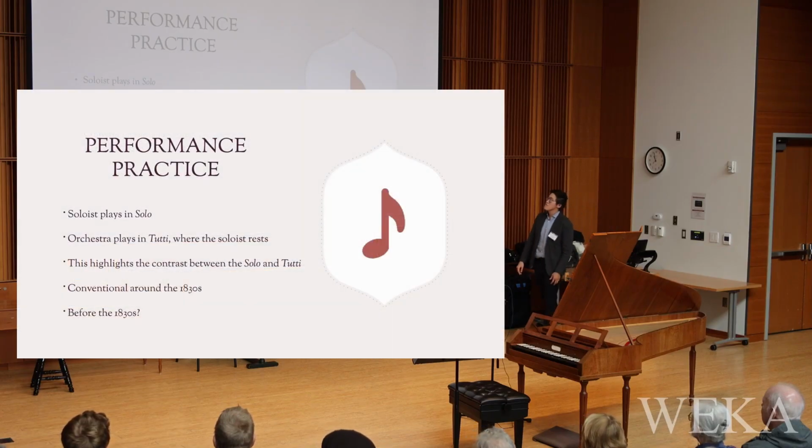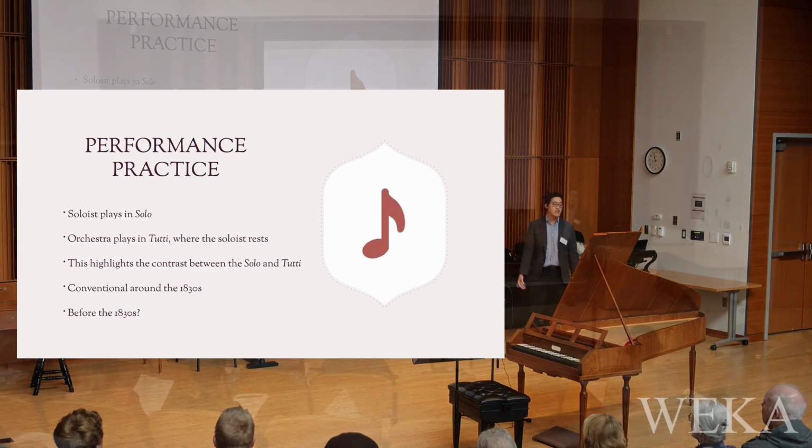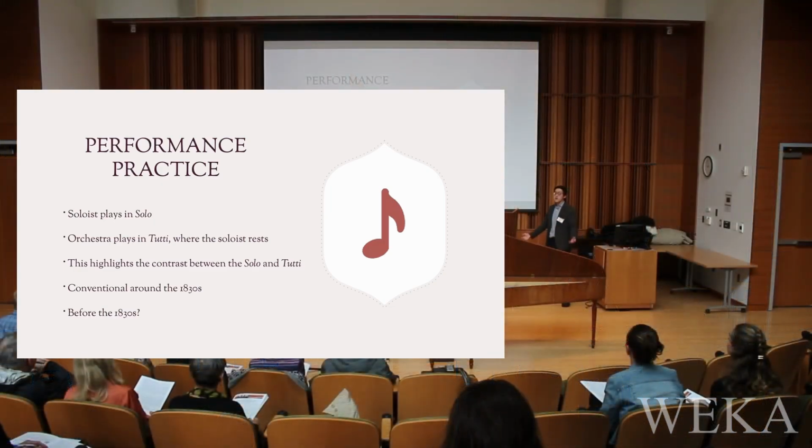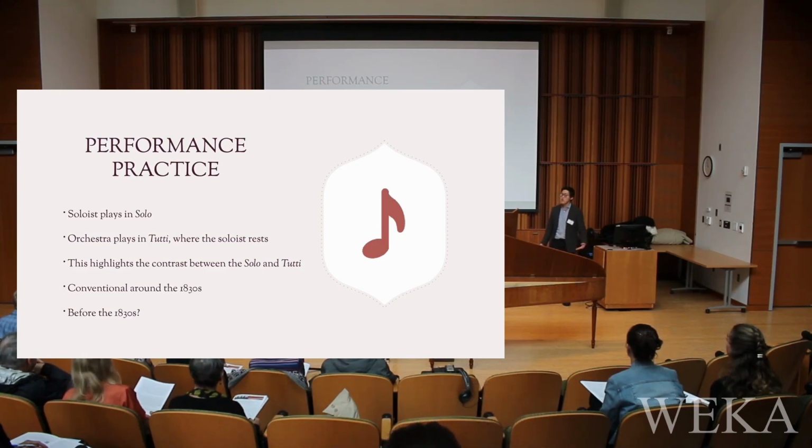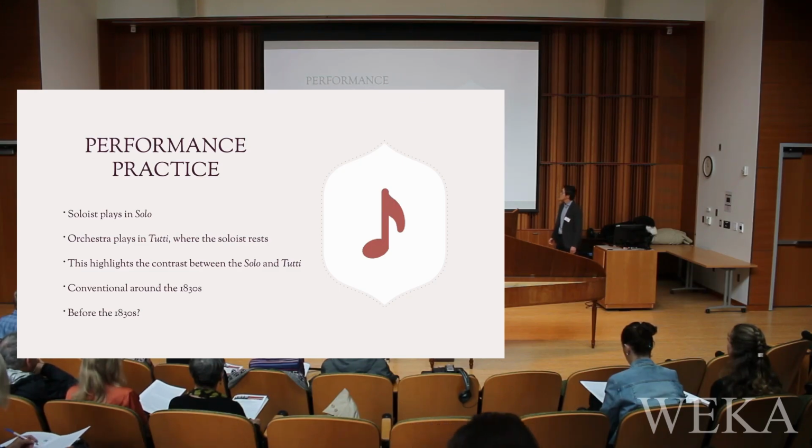And generally, in performance practice, when you play a concerto, there are 2 parts, solo and tutti, right? So the soloist will always play in the solo, and the orchestra plays in the tutti, where the soloist rests. And this highlights the contrast between the solo and the tutti, and that's the aesthetic of the concerto genre. And that applies to almost all instruments, whether you play string, woodwind or brass in a concerto, you would always play in the solo part and you would rest in the tutti part. And this was conventional around the 1830s, but what happens before that?